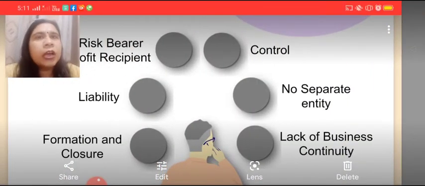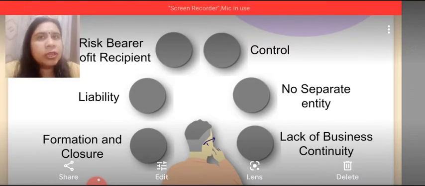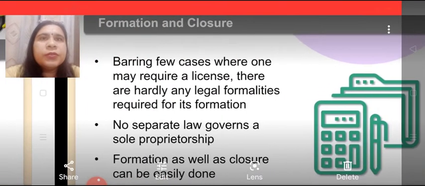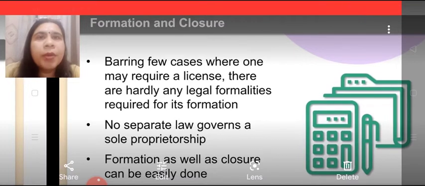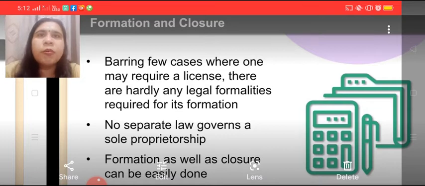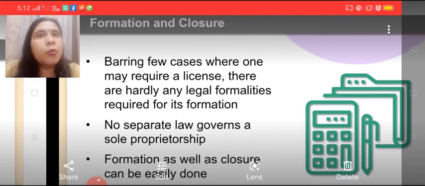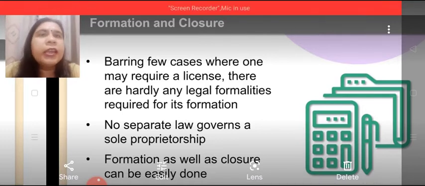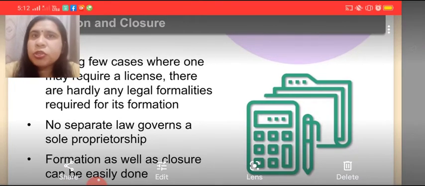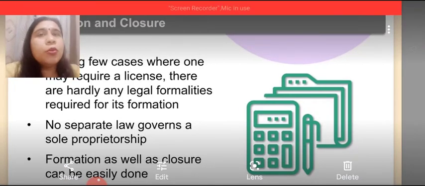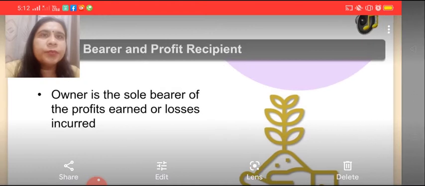Now let us see what the features of such a business organization are, one by one. So the first feature is that it's easy to form and close this business organization. That is, formation and closure of this form of business organization is quite easy. Barring a few cases where one may require a license, there are hardly any legal formalities required for the formation of sole proprietorship. No separate law governs a sole proprietorship concern, and formation as well as closure can easily be done. This is one of the features.